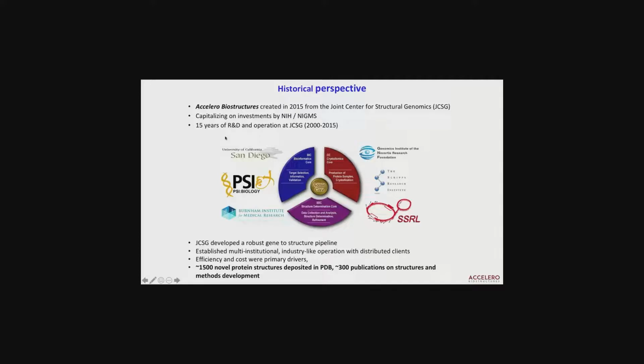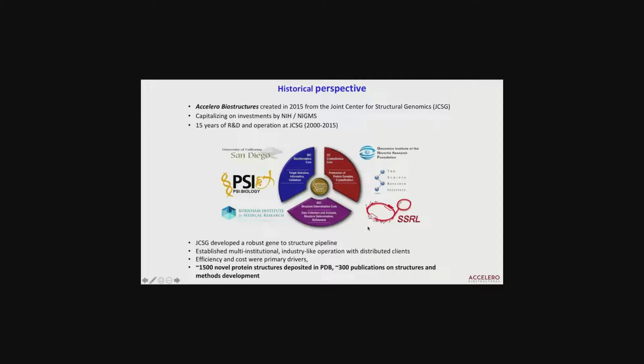And so we essentially capitalized on 15 years of expertise and methods development, technology, and operational expertise at the JCSG, which was a multi-consortium institute of multiple institutions, where we had developed a robust gene-to-structure pipeline driven by efficiency and cost. In all, 1,500 novel protein structures were deposited in the Protein Data Bank during that time, and we published 300 papers on structures and methods development.